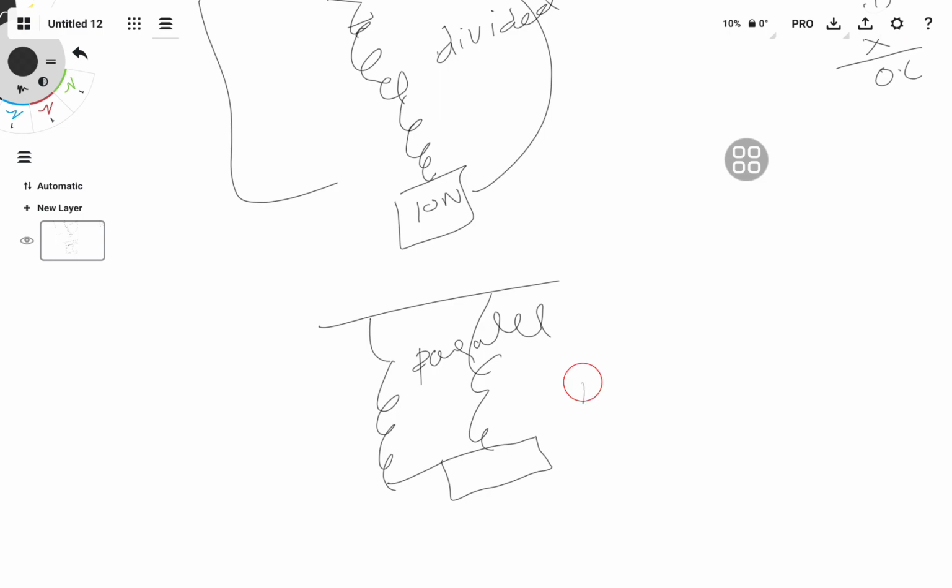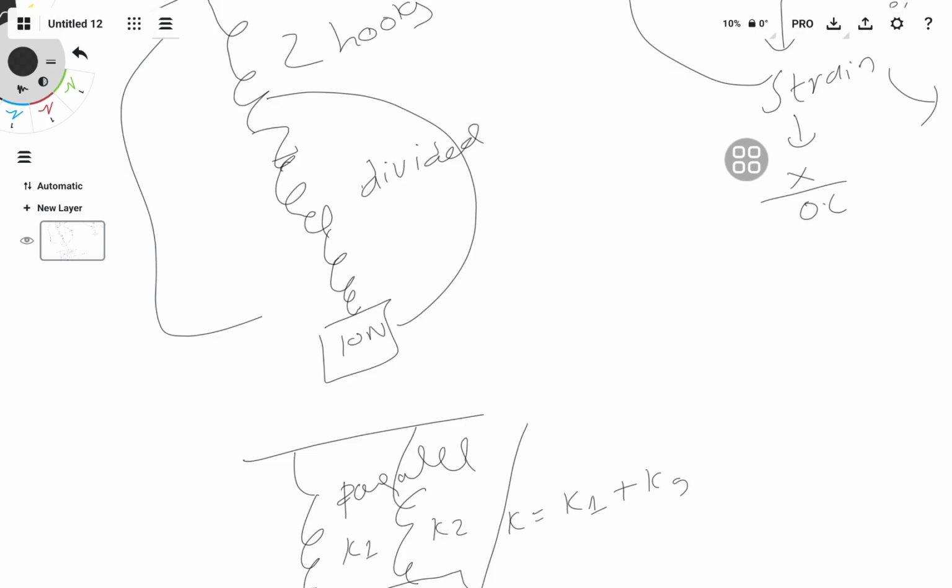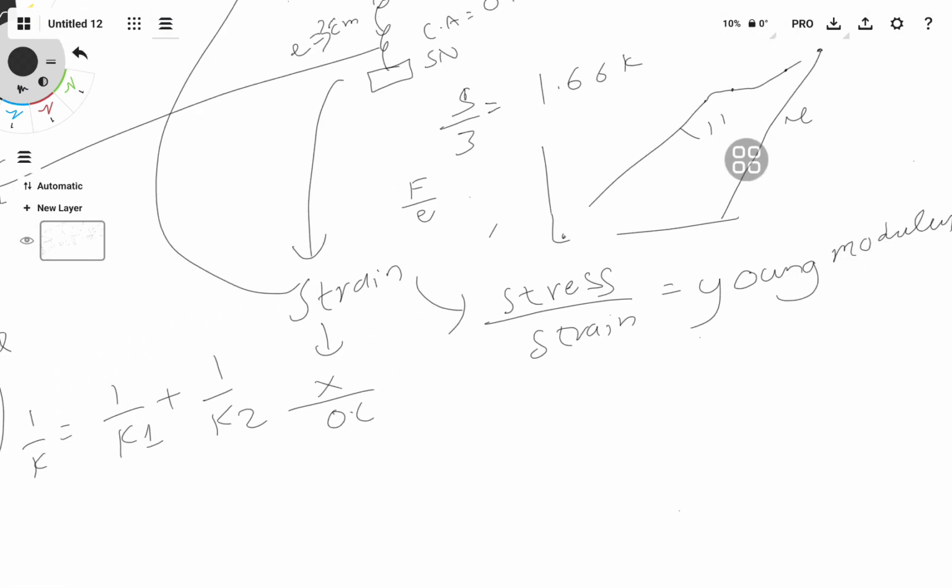These would be equal, like k1 here, k1 here, k2 plus k2, or otherwise here would be 1 over k equal to 1 over k1 plus 1 over k2. These are divided here.